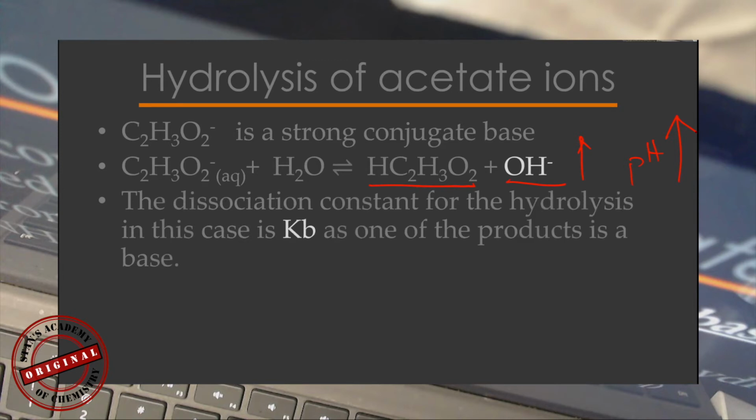The dissociation constant for the hydrolysis in this case is called Kb. And I want you to take a moment and write the equilibrium constant expression. Okay, I want you to write the Kb expression for hydrolysis of acetate ions.